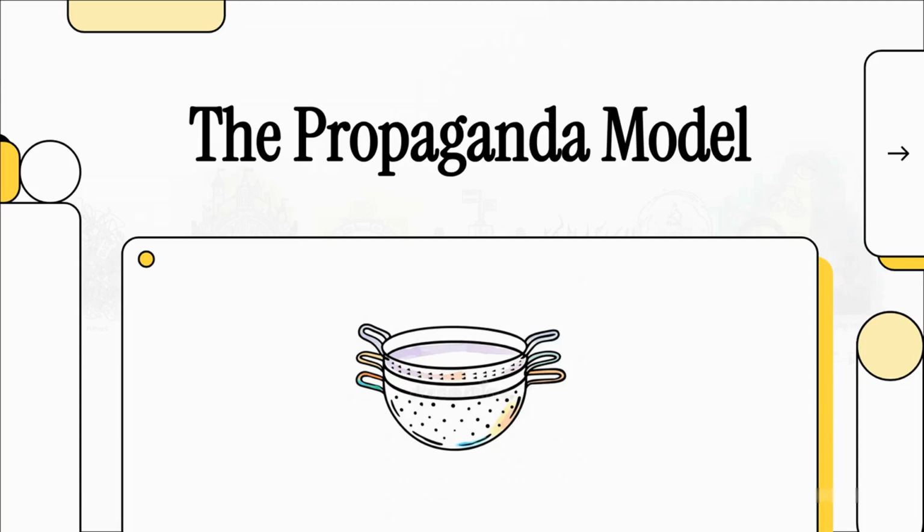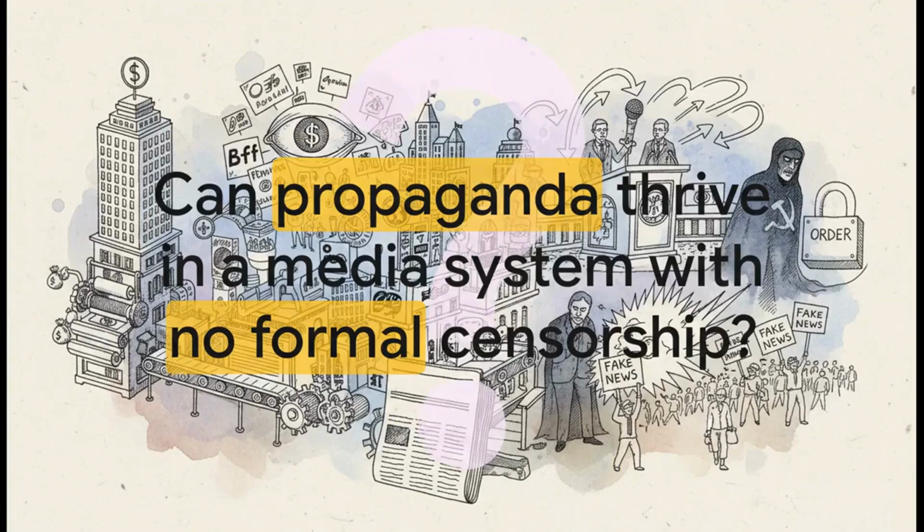All right, in today's explainer, we're going to tackle a really influential theory about how the news we see gets made. It's called the propaganda model, and it all kicks off with a pretty fascinating puzzle. So think about this for a second. How can propaganda, systematic, biased information, really take hold in a society that has a free press, where there's no official government censor literally telling journalists what they can and can't print? It feels like that shouldn't be possible, right?